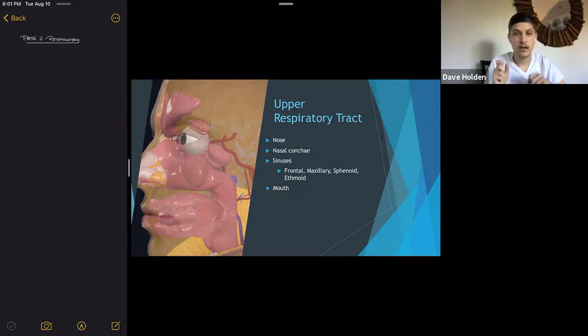You ever gone running on a really cold day and how like burning your lungs get? That is because the air did not get warmed first. So that is what the nasal conchae do.